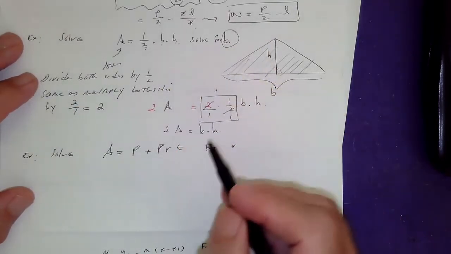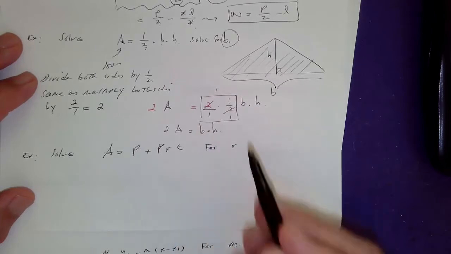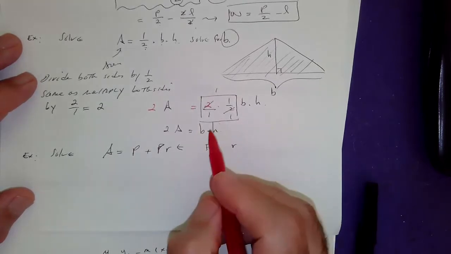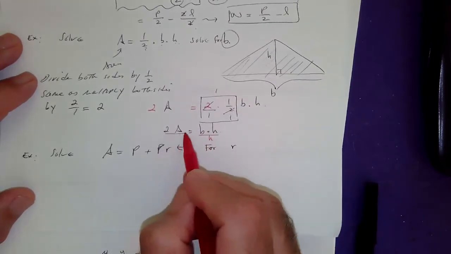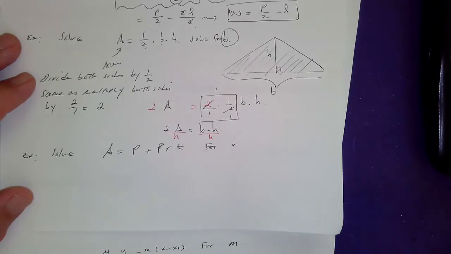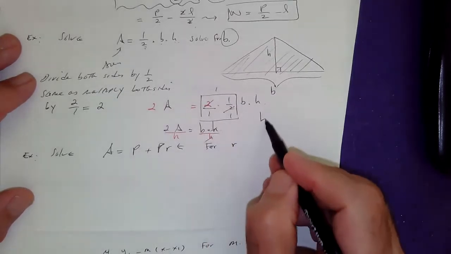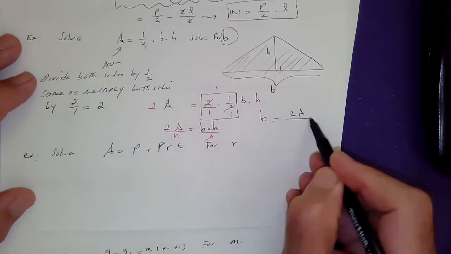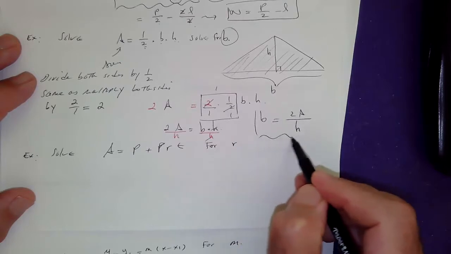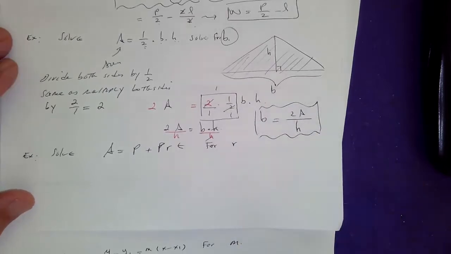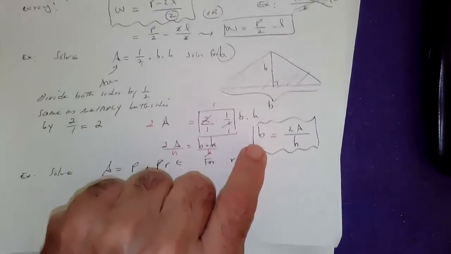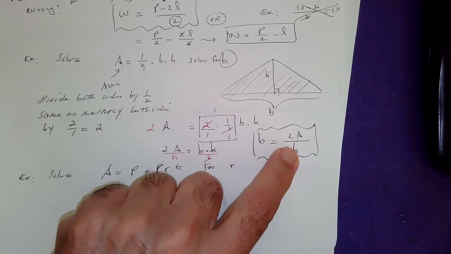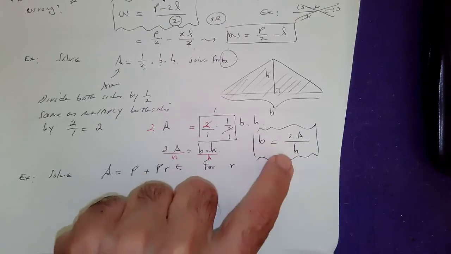Remember, I'm trying to solve for B, and I see a multiplication between B and H, so I'm going to divide both sides by H. So the H is canceled, and I get B is equal to 2A over H, final answer. Once again, the letter which I was hoping to solve for is on one side, everything else is on the other side without that letter.